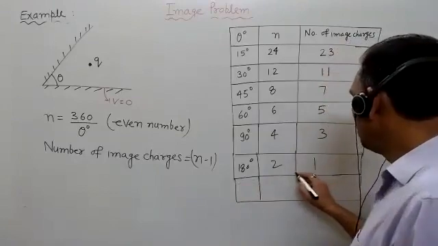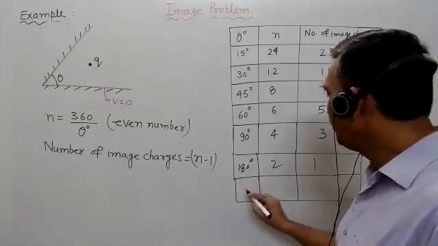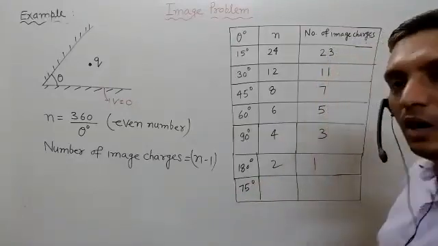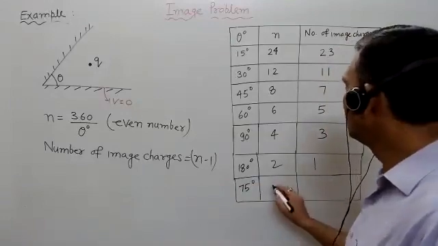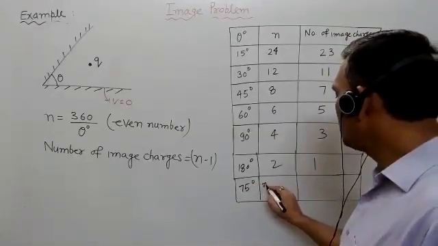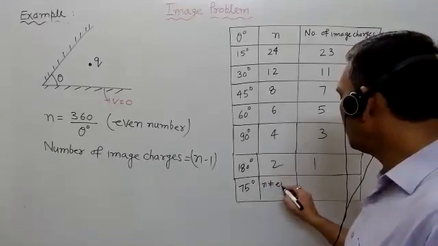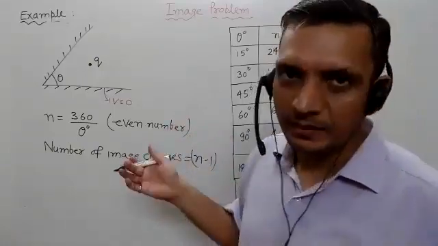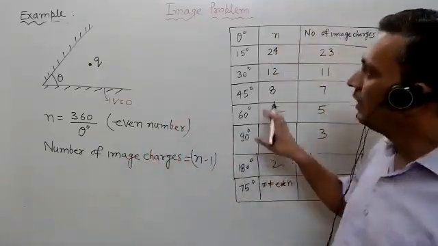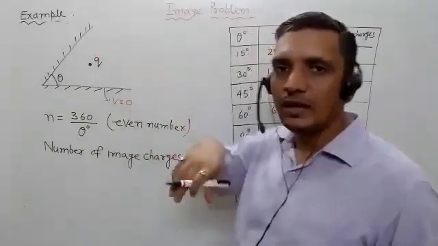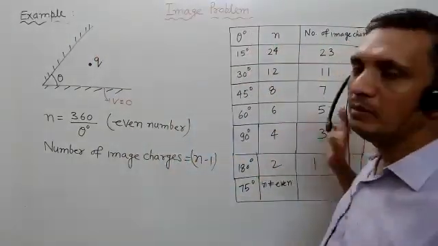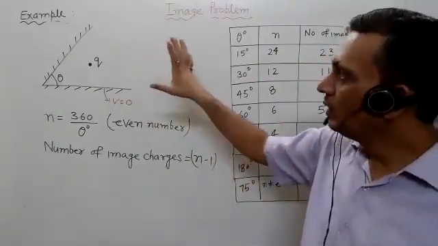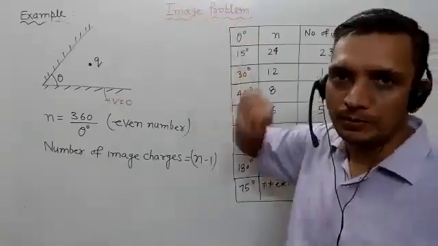If you have, let's say, 75 degree, how many image charges will develop? n is not an even number. In that case, you cannot use this method. So normally in objective questions, they will ask you this general case for different angles, how many image charges will develop. And when n is not even, you cannot use the method of images. Is it clear?